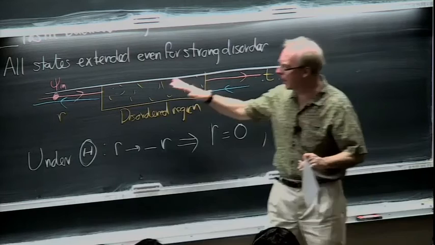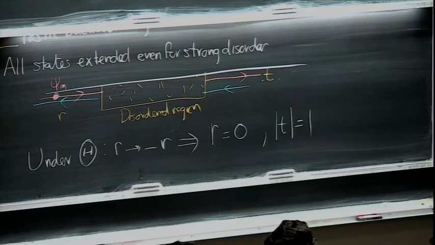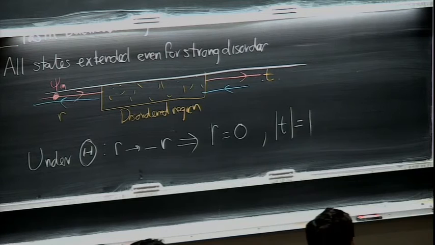We're relying on the fact that the bulk has a gap, so there's an exponential decay into the bulk, and your width is much, much larger than that exponential decay. If that's not the case, then of course it turns into just a regular one-dimensional system, which gets Anderson localized. And that's true in the quantum Hall effect as well.